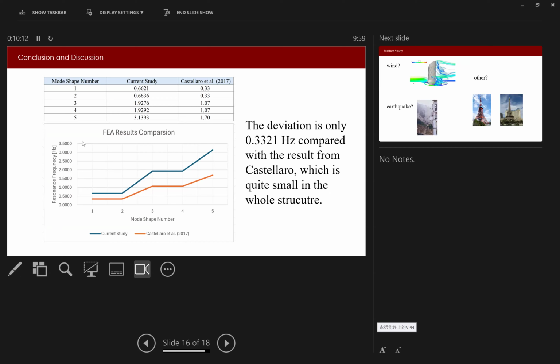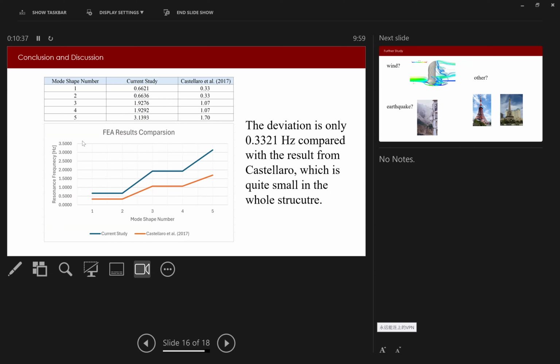And here are the results. You can see the blue line in the table is the result from our analysis, and the orange one is the result from another researcher. We can find the tendency of the 2 lines is similar to each other. However, there is some difference between the 2 lines.